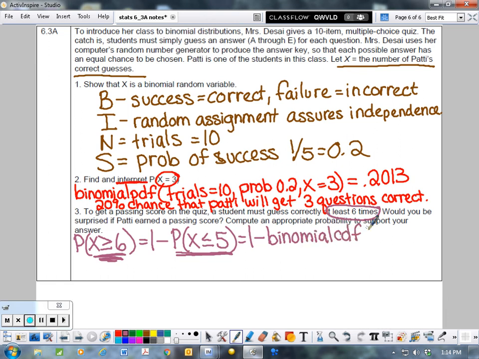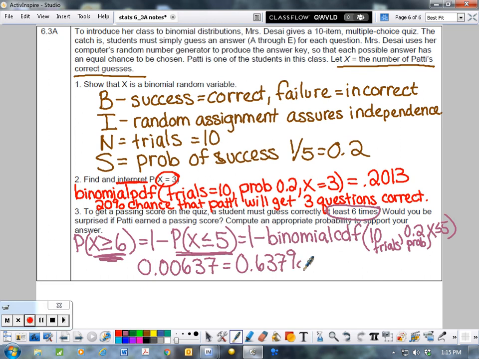And so that means I'm going to calculate 1 minus the binomial CDF of, let's see, we have 10 trials. My probability of success is 0.2. And I'm going to have x is less than or equal to 5. So 5 is going to be the number inside. And when I calculate that, I get 0.00637. Which gives me a 0.637% chance of passing.